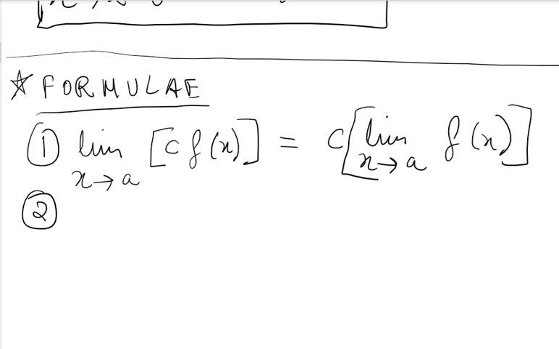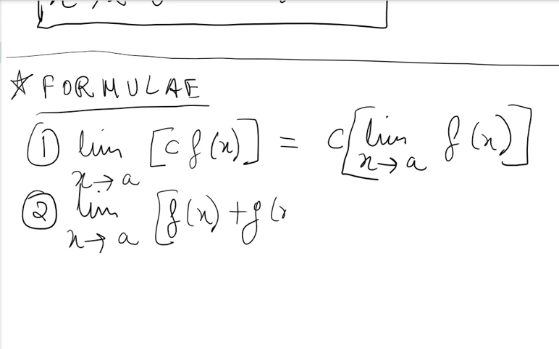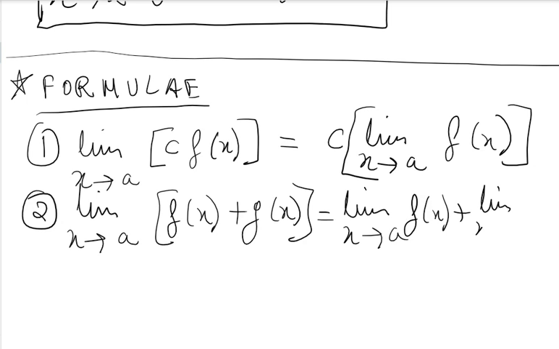Alright, the second one, let's give it point-wise only, properly. The second one will be: limit x tends to a of f of x plus g of x, where two functions are added, will be limit x tends to a f of x plus limit x tends to a g of x. Very small things you have already studied in your junior classes.